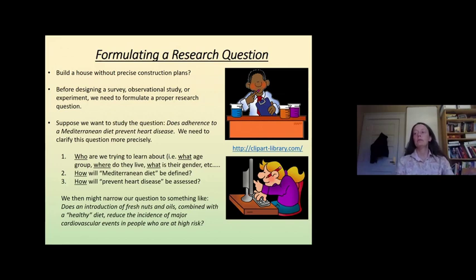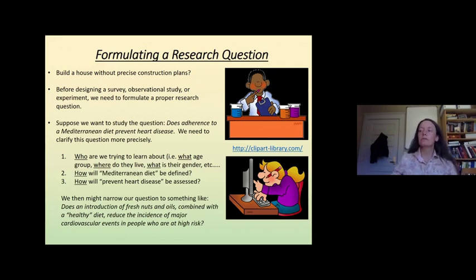So formulating the research question and then putting that into practice is a large art form, and it takes a lot of thought and work and research to be able to design a study that will actually allow you to answer the questions that you're interested in.